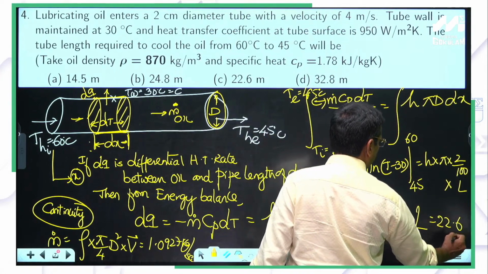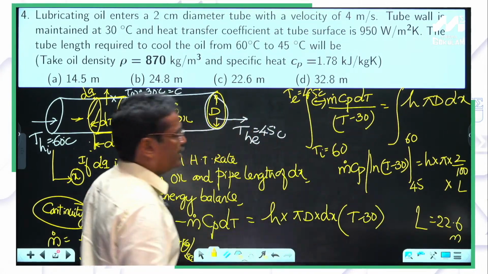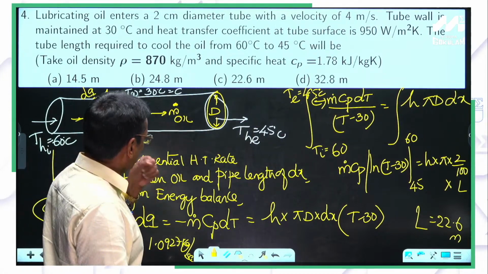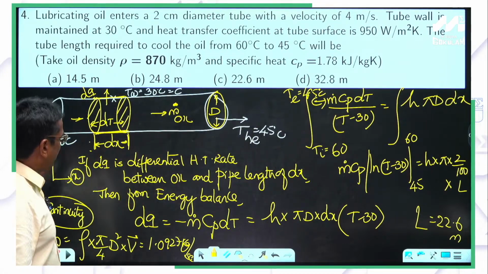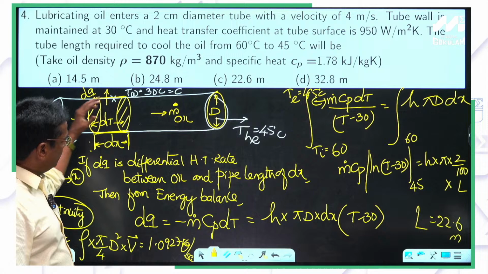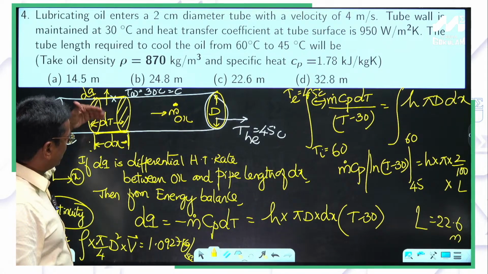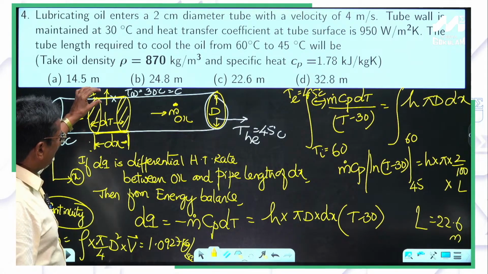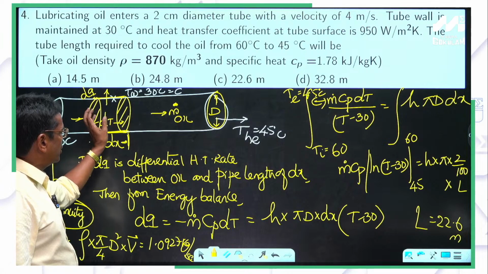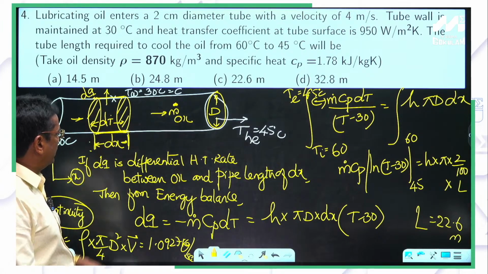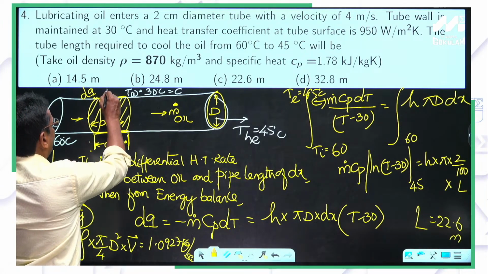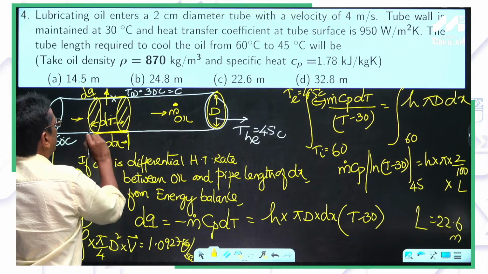Very good question this is, a very good question in convection heat transfer. So I would once again explain. There is oil losing heat to the pipe. Oil is losing the heat to the pipe by convection. The differential heat transfer rate is the differential drop in enthalpy of the oil.